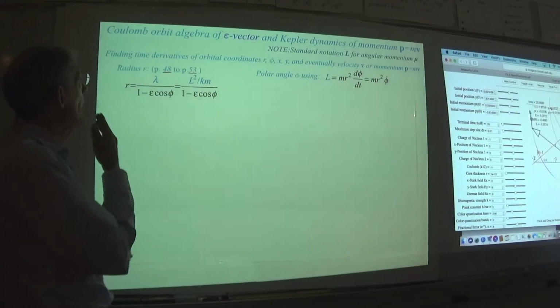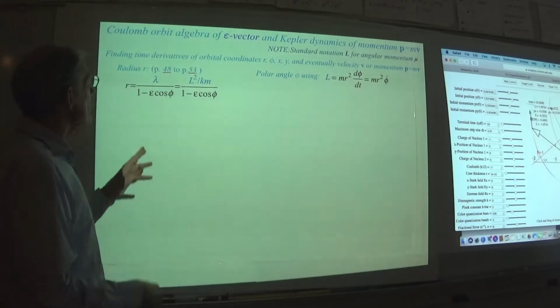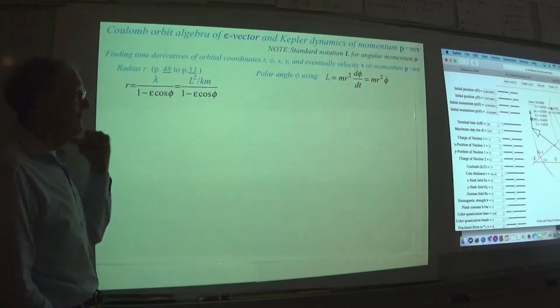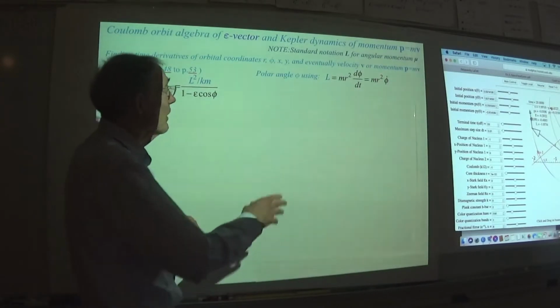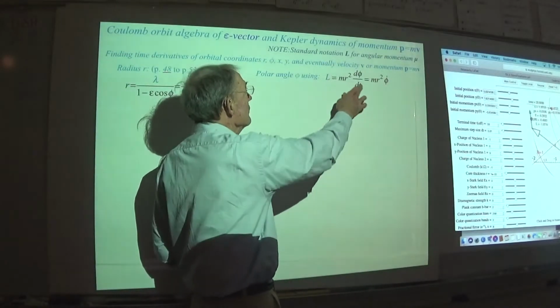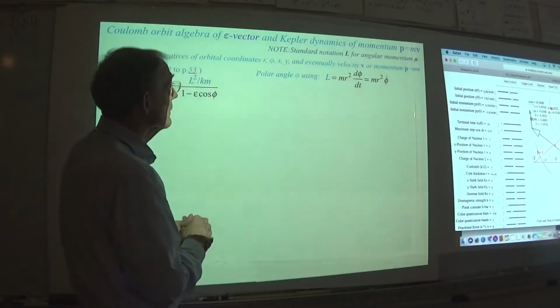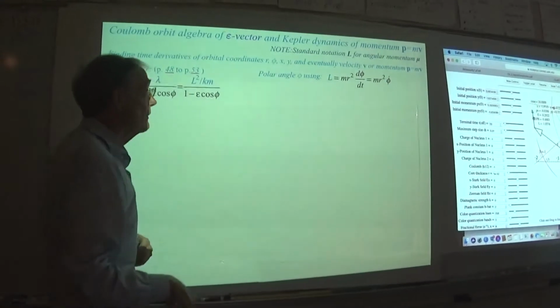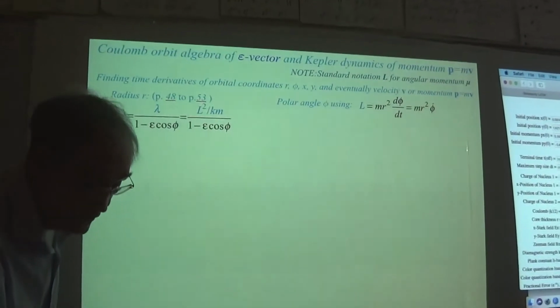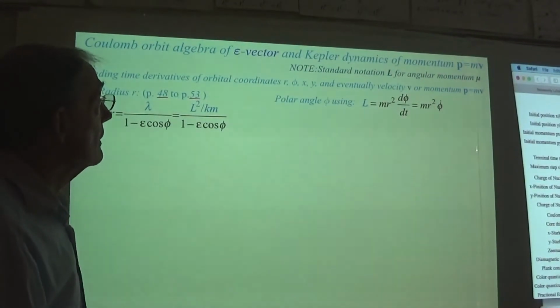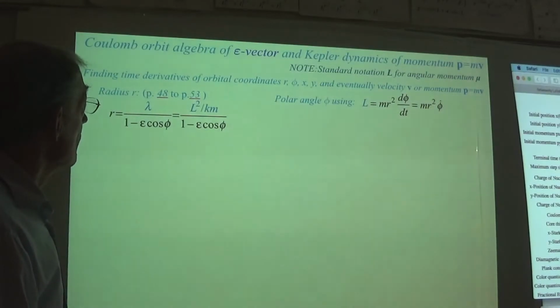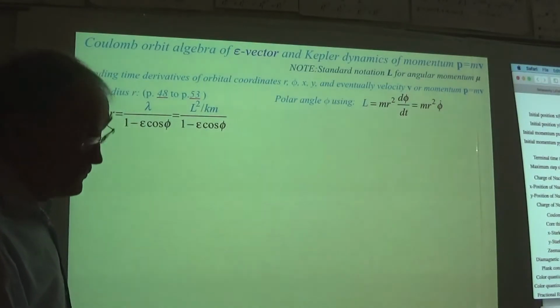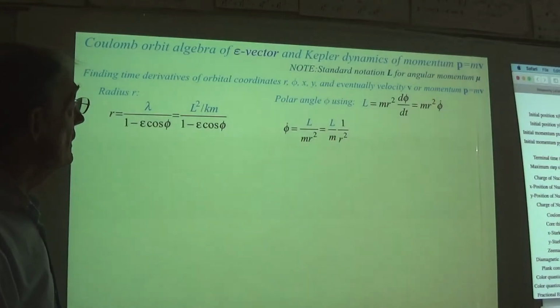Now, this is our radius function. This is our mu, angular momentum. We're using the standard notation for the angular momentum mu that we've been attaching to the Coulomb description so far. Okay, but there they are. Radius and angular momentum are the main characters in any of the discussion.